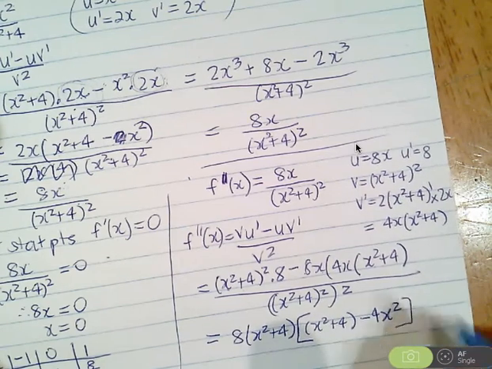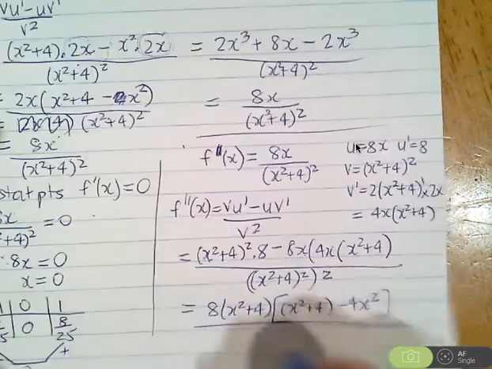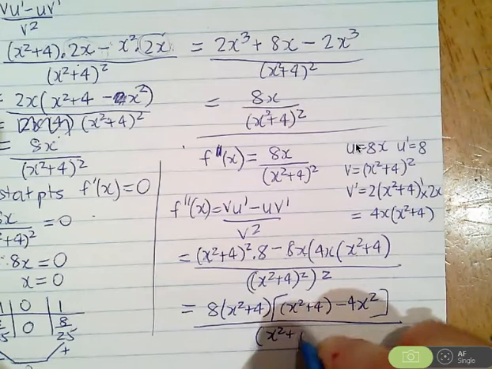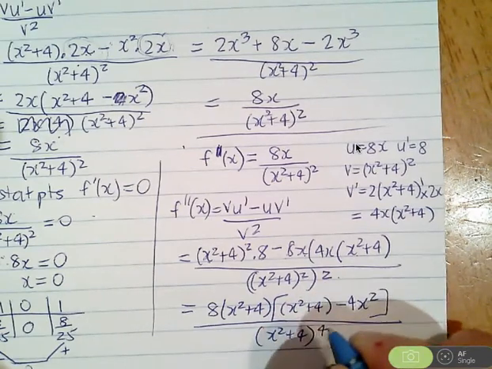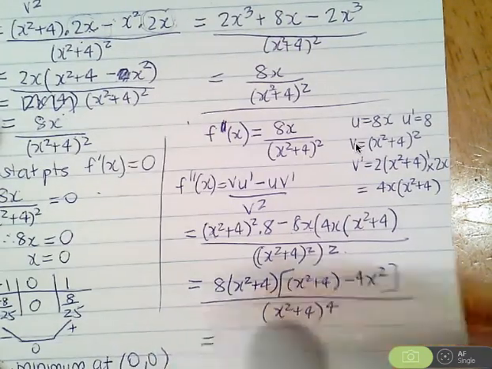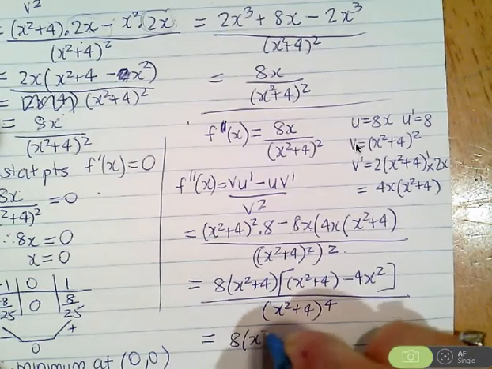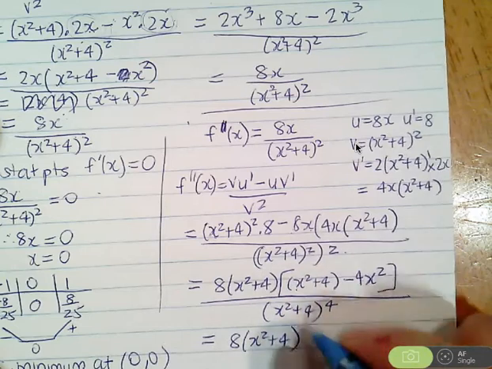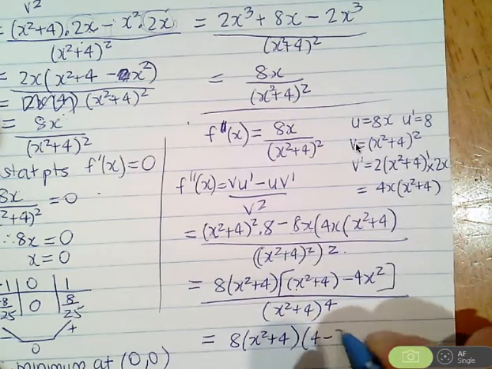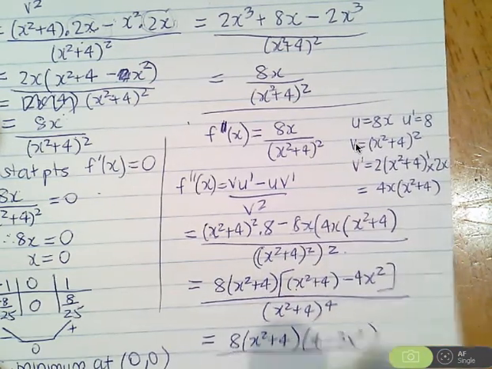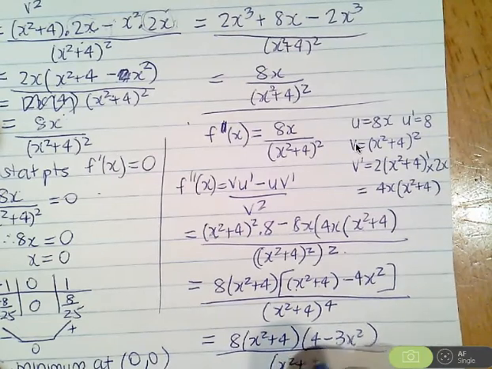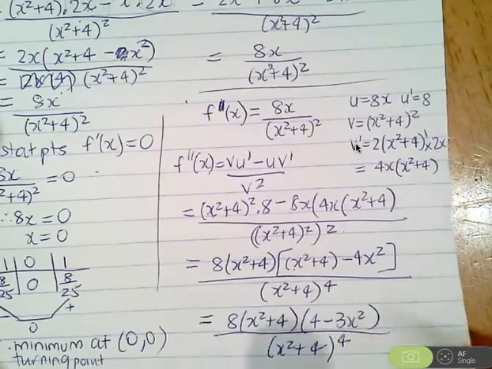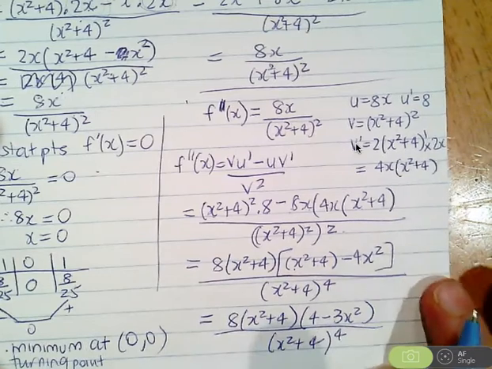So it's minus 4x squared all over x squared plus 4 squared, to the power of 2, is now to the power of 4. So we get 8 bracket x squared plus 4 minus 4x squared, that would be 4 minus 3x squared, over x squared plus 4 to the power of 4. Now that's what the second derivative is.